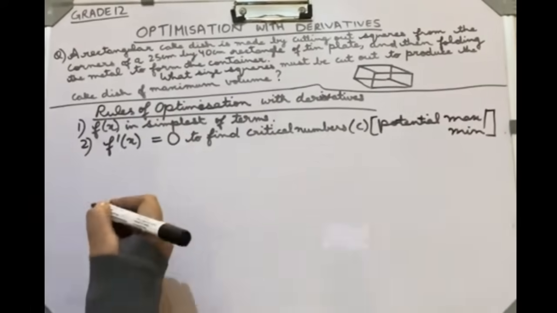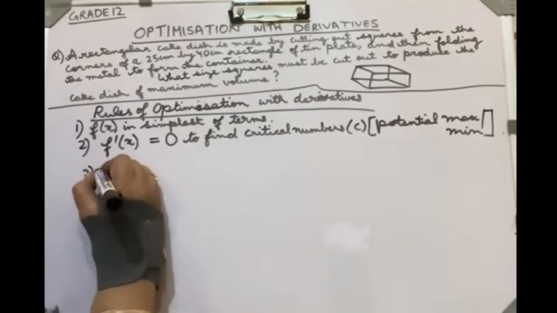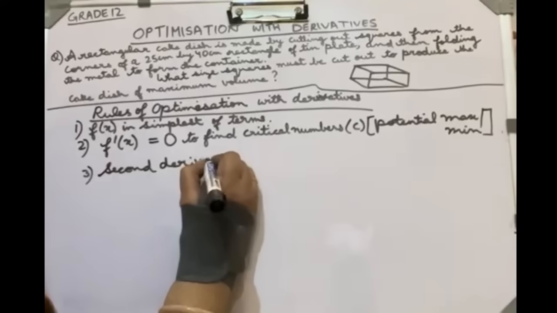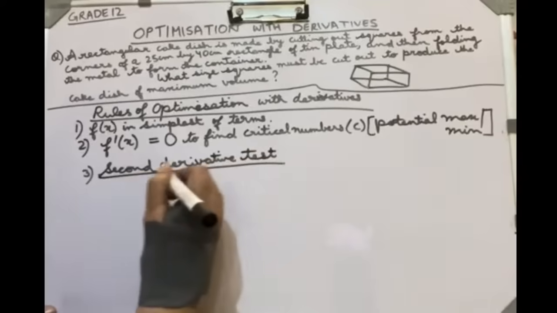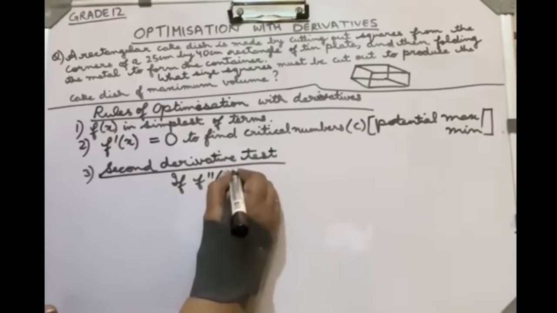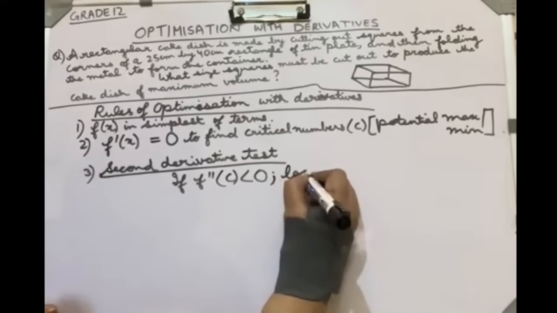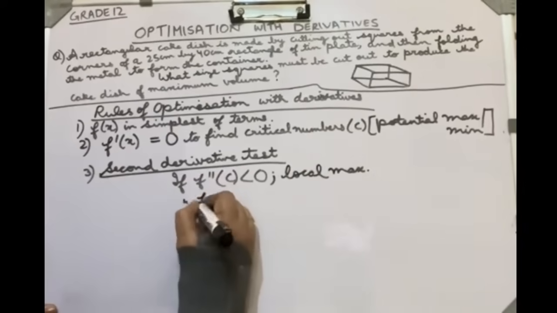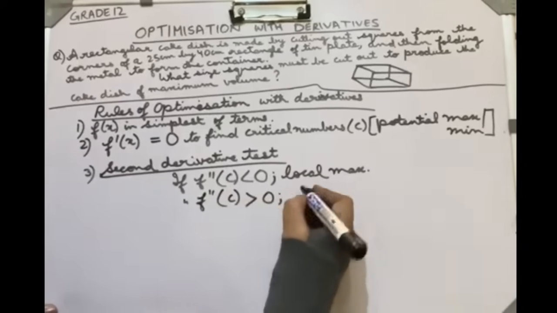Next, we have to test these critical points. Then we use the second derivative test. Now what is the second derivative test? If f''(c) is less than 0, then it is a local maximum. If f''(c) is greater than 0, then it is a local minimum.